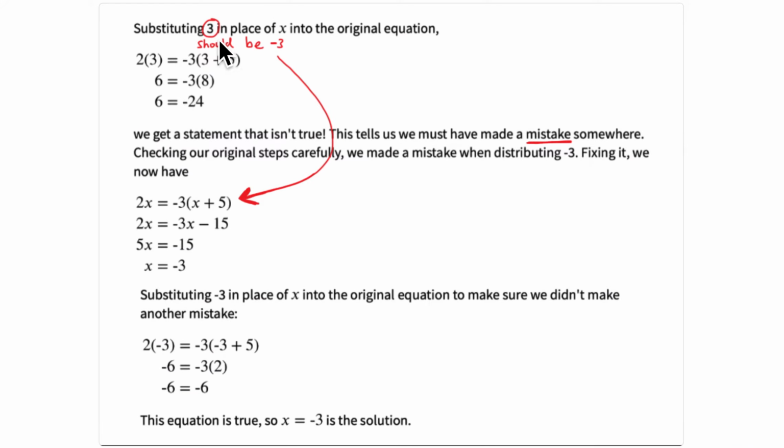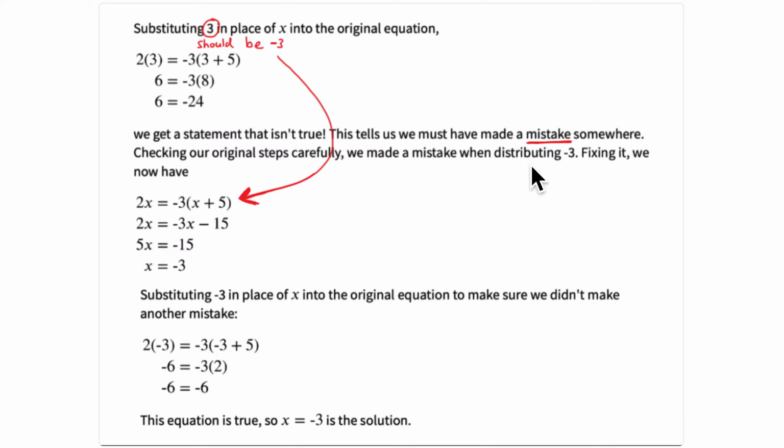But as for the answer that the authors got here, where they made the mistake, they get 6 on one side when you replace x with 3, and a negative 24 on the other side when you replace this x right here with 3. So somewhere they made a mistake, and they say that they can fix it. You can fix it by distributing the negative 3.